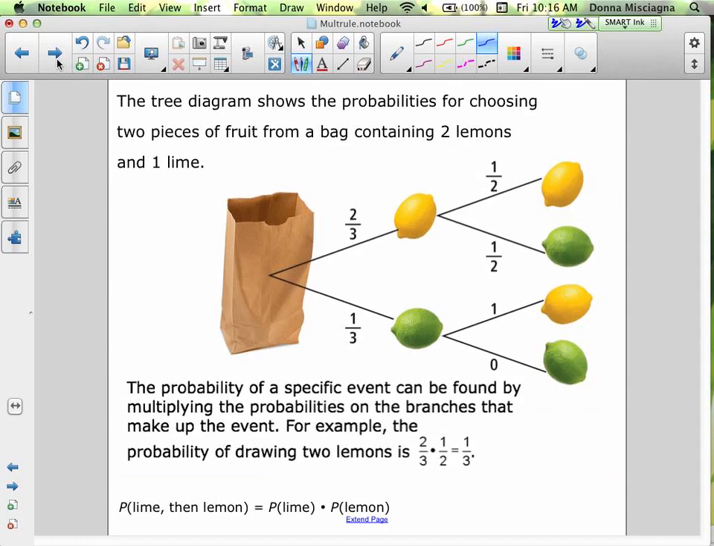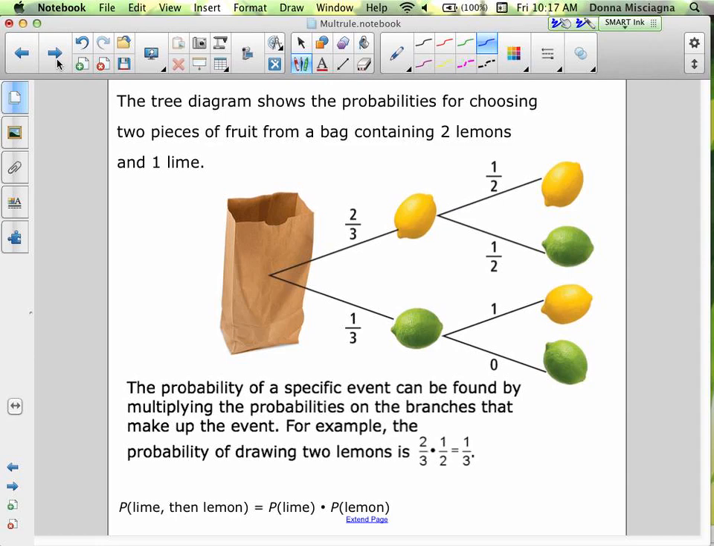So the tree diagram here shows the probabilities for choosing 2 pieces of fruit from a bag containing 2 lemons and 1 lime. The probability of getting a lemon on the first pick is 2/3 because there's 2 lemons, and the probability of getting a lime is 1/3 because there's 1 lime. Once you've picked a lemon, now you've got 1 lemon, 1 lime, so you've got a 50-50 chance of getting a lemon or a lime on the second pick. If you pick the lime, there's a 100% chance you're going to get a lemon, because there's no limes.